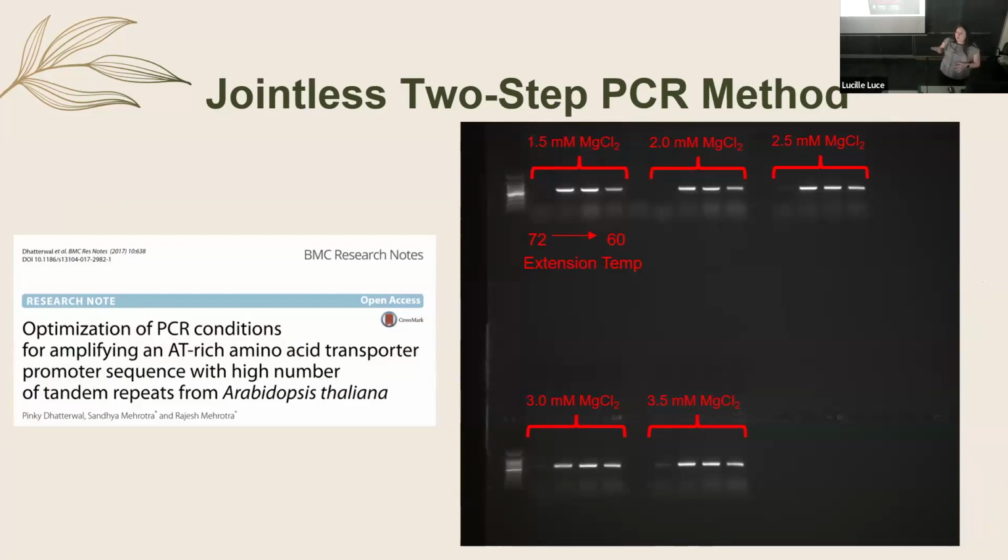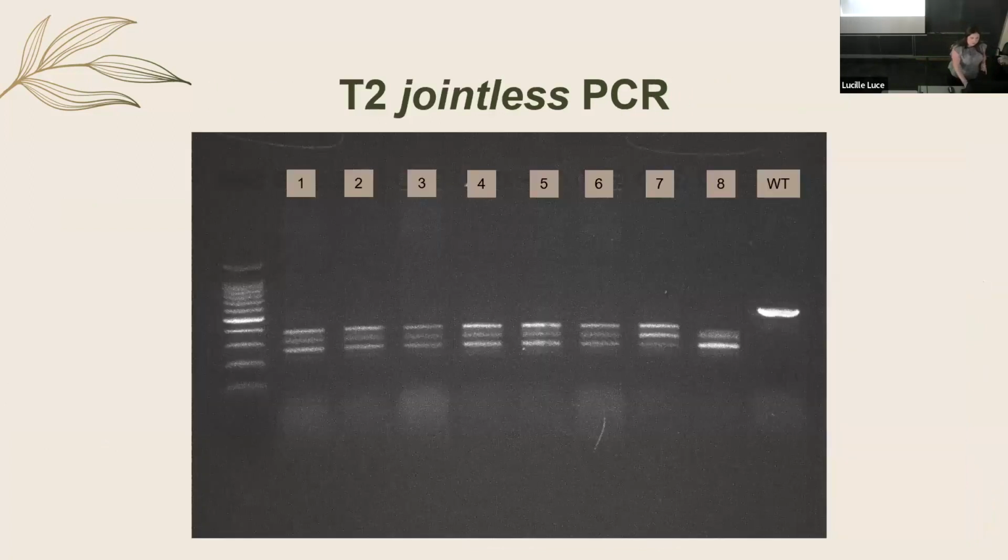Typically, an extension temperature of 72 degrees is used, and I couldn't get an amplicon, shown by this gel here. So when I lowered the extension temperature to 68 degrees, I was able to get an amplicon. So using that method and my optimized protocol, I finally got bands, which I was really excited for. It's clear the band on the very right is my wild type, and all of my alleles are evidence of deletions in the gene itself. This is for jointless, by the way.